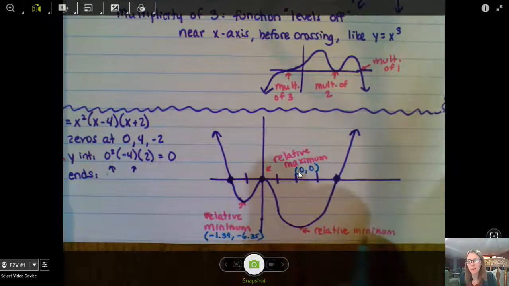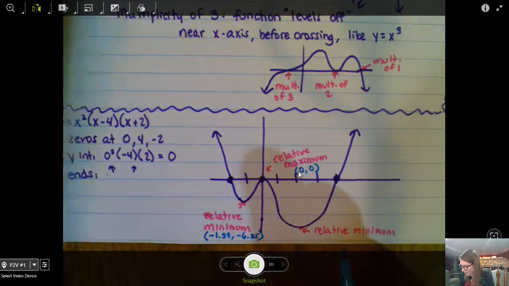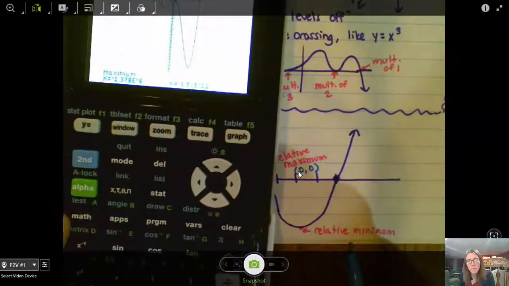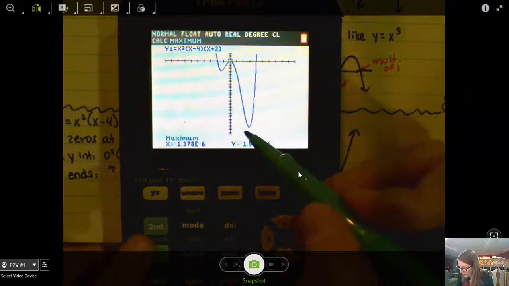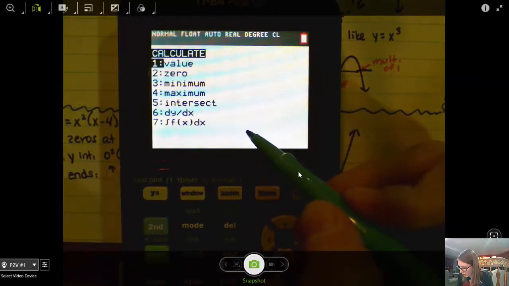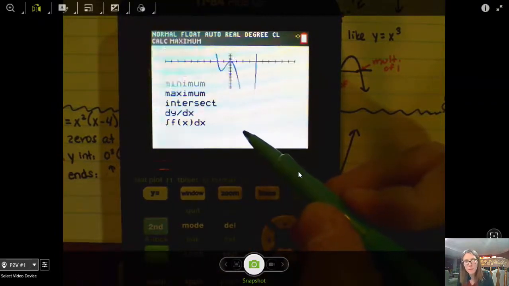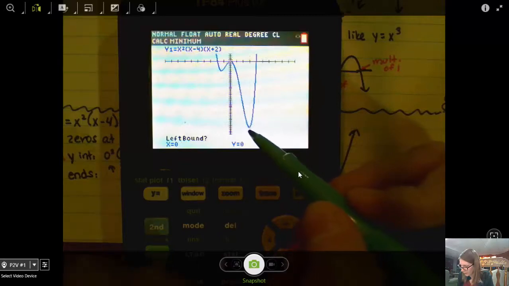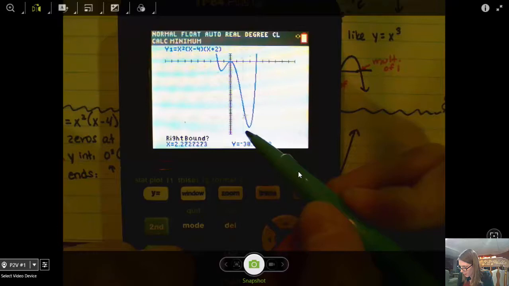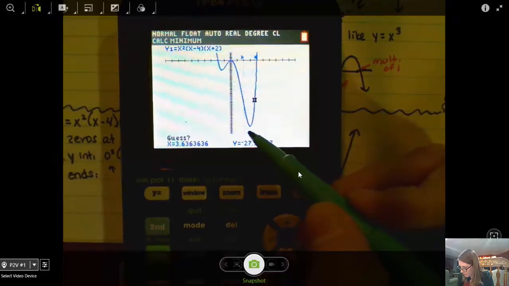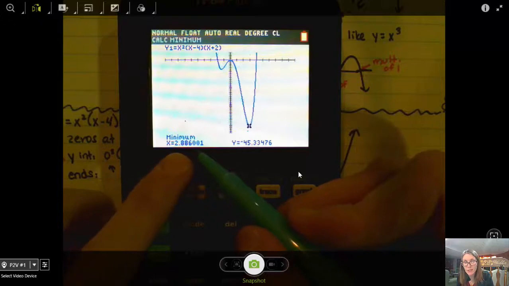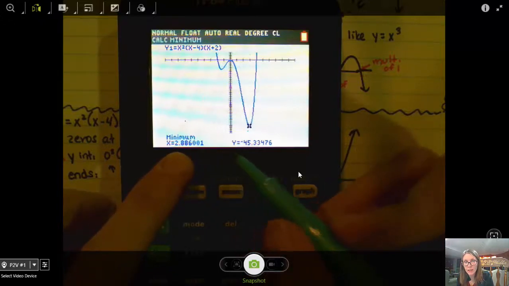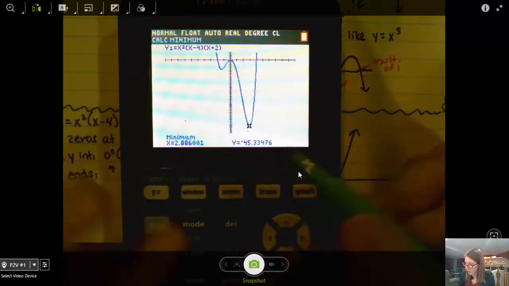And then my other relative minimum here, this point, we go to second calc, minimum, left bound, I just need to be on the left somewhere. Right bound, we go to the right. Hit enter one more time. We're at 2.89, negative 45.33.